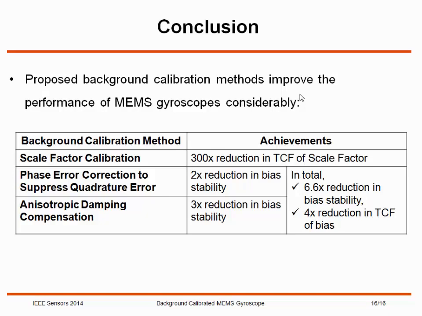And as we see here, the scale factor is improved by more than a factor of 300. The bias stability is improved by a factor of 7, and the TCF of the bias is reduced by a factor of 4. Thank you for listening.